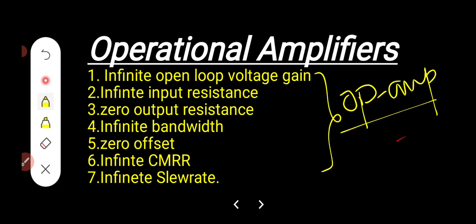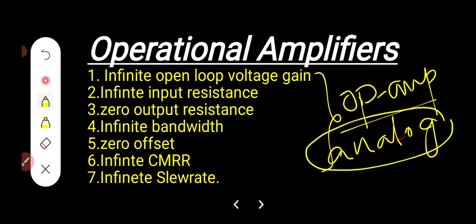Here, operational amplifier means that we can perform some operations on the input signal. Generally in mathematics we have four kinds of operations: addition, subtraction, multiplication and division. So this operational amplifier performs operations on the input signal, which is generally an analog input signal. That means it performs operations on the analog signal, and that's why it is called an operational amplifier.